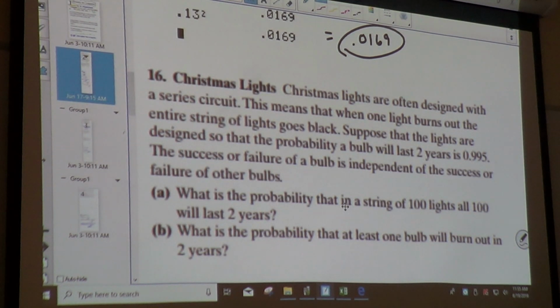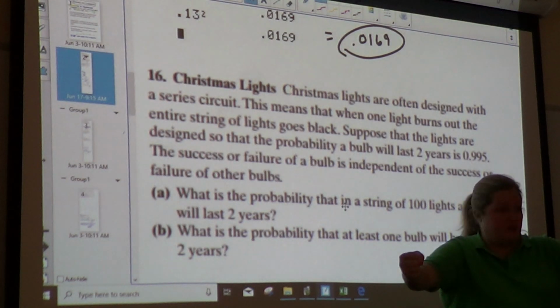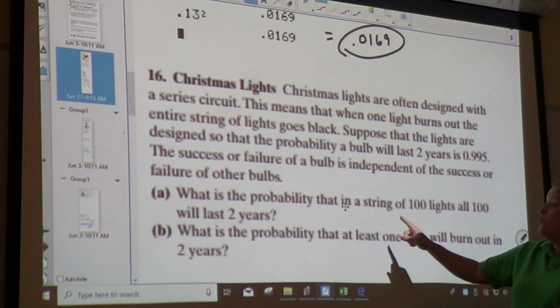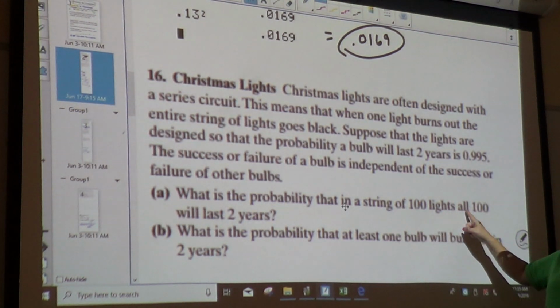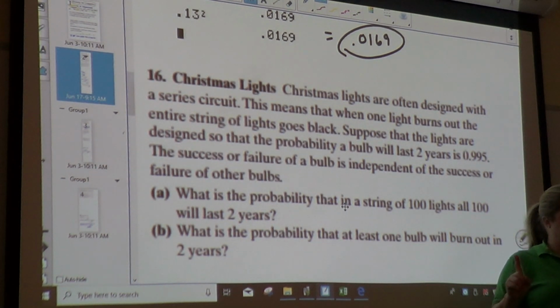Suppose that the lights are designed so that the probability of a bulb lasting 2 years is 0.995. The success or failure of a bulb is independent of the success or failure of other bulbs. So the success or failure of this bulb has nothing to do with the success or failure of these bulbs. They are all independent. What is the probability that in a string of 100 lights, all 100 will last 2 years?